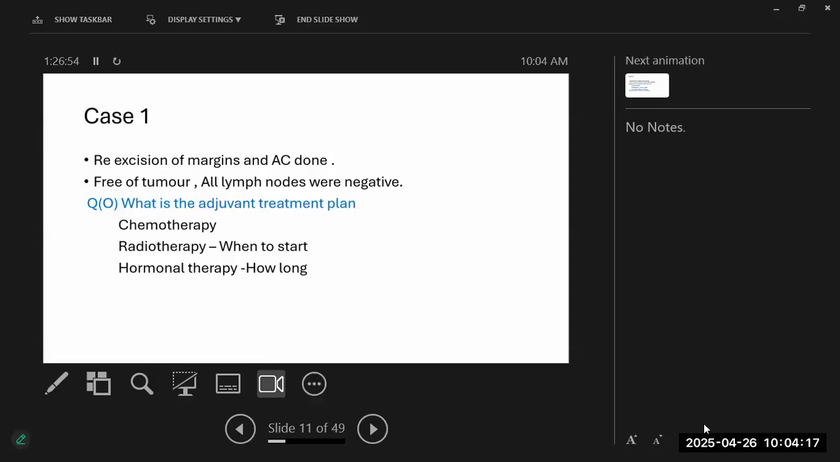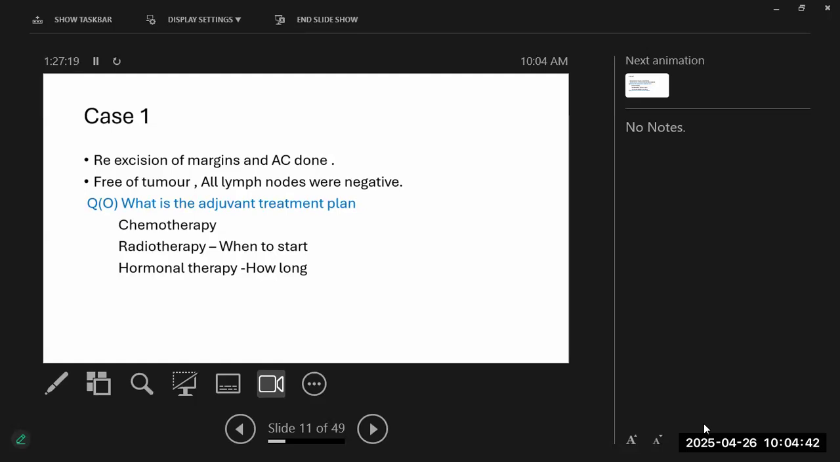How frequently do you do the DEXA scan? Yearly or 2 yearly? No, yearly I don't do. If the initial bone density is good, I might not do any DEXA scans for next 2-3 years. But if the patient is having significant osteoporosis, maybe 1 year or at 2 years, I will repeat to see whether the osteoporosis level is at least stable and not worsening.